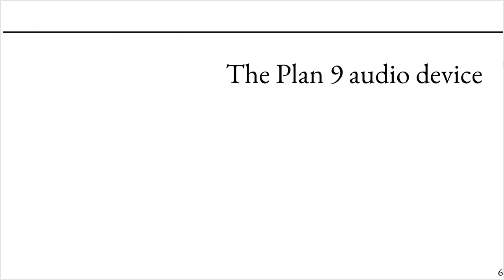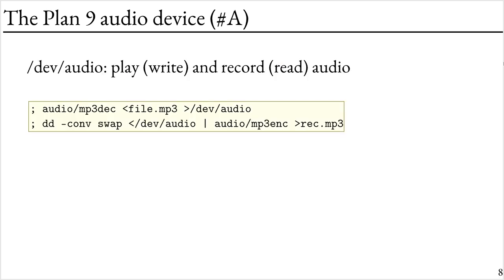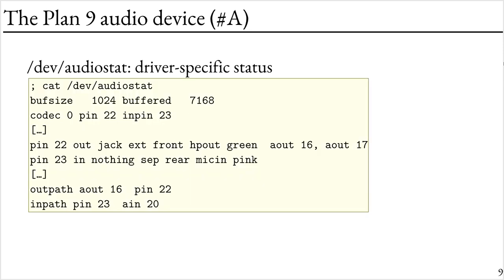So to start with, the Plan 9 audio interface can be summarized with these 4 files: dev audio, audio CTL, audio stat, and volume. Dev audio is the most important one. That's where we can output audio or record it by either writing raw samples to the file or reading from it. The two operations are completely analogous in that sense.